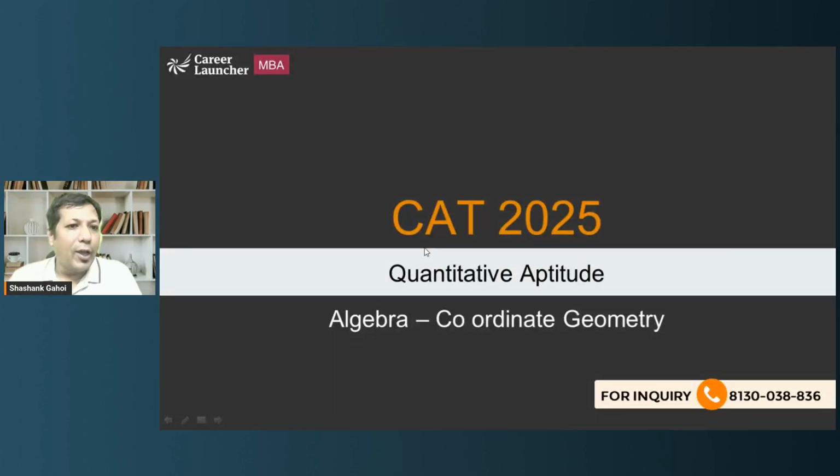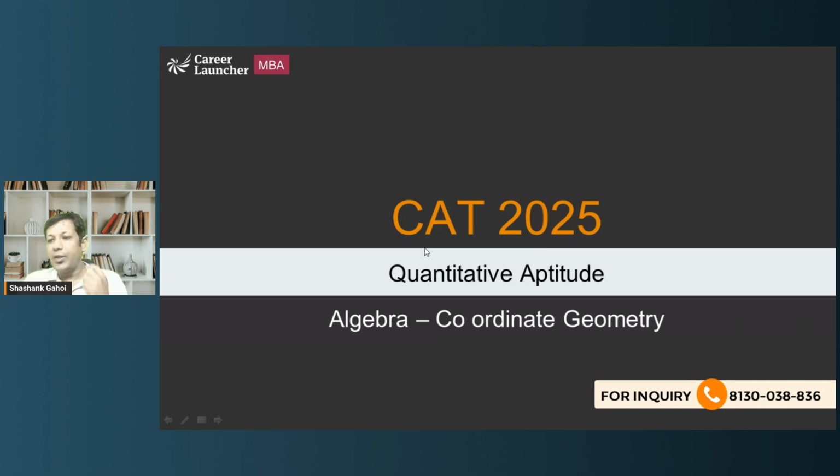Hello, hello, hello. So we are going to start CAT 2025 Algebra Coordinate Geometry. This is the second session of Algebra Coordinate Geometry. We have already covered the first session, where we covered a few basics of coordinate geometry.